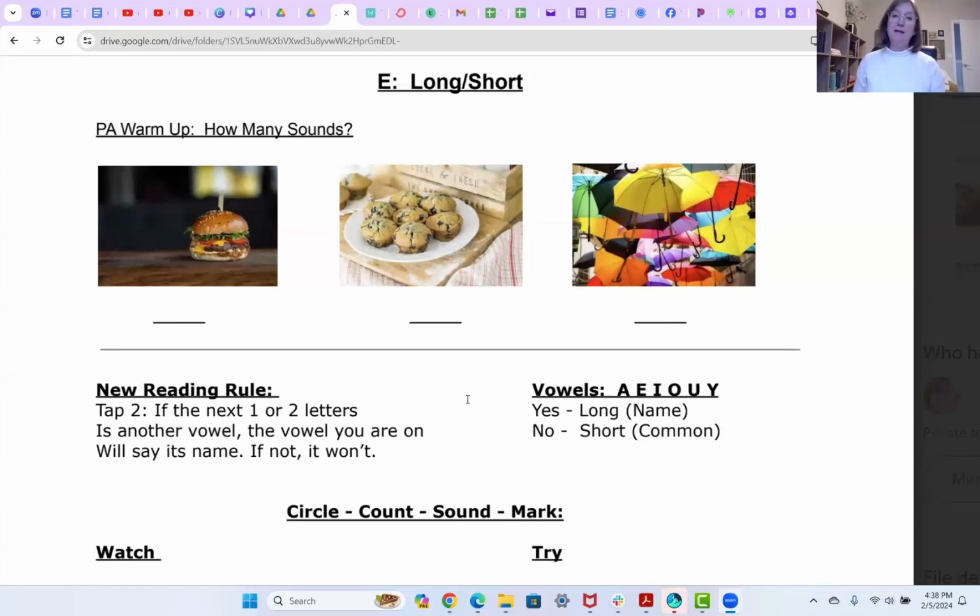Sounds in muffin. Go ahead and put it in the chat. How many sounds in muffin? Take your time. This warm-up is essential for isolating the sounds within a word. Okay, they're still coming in, so I'm going to give them a few more minutes.